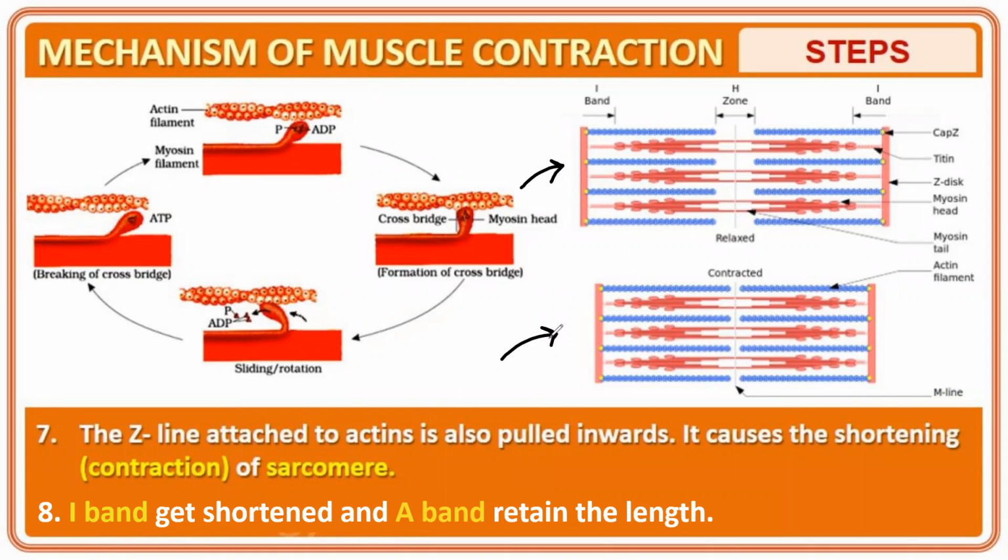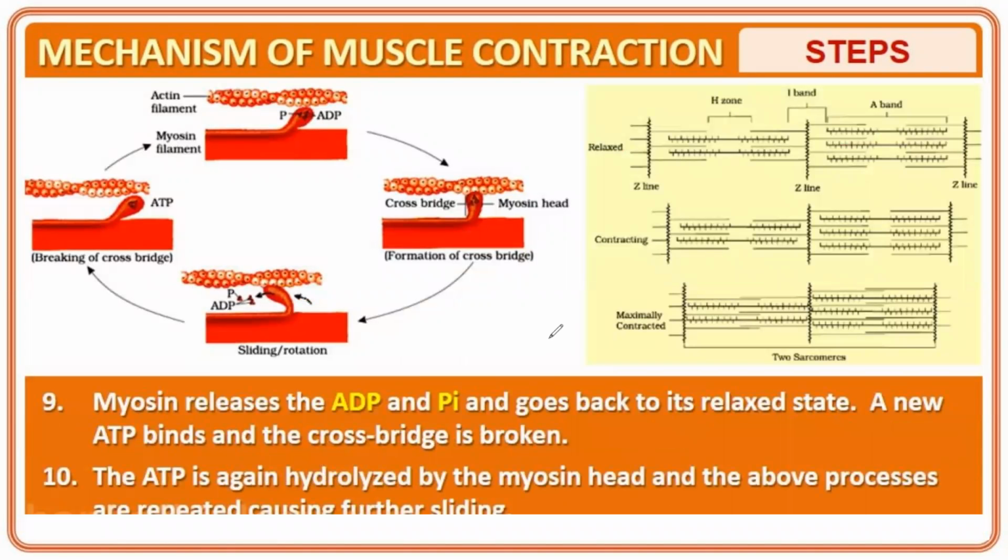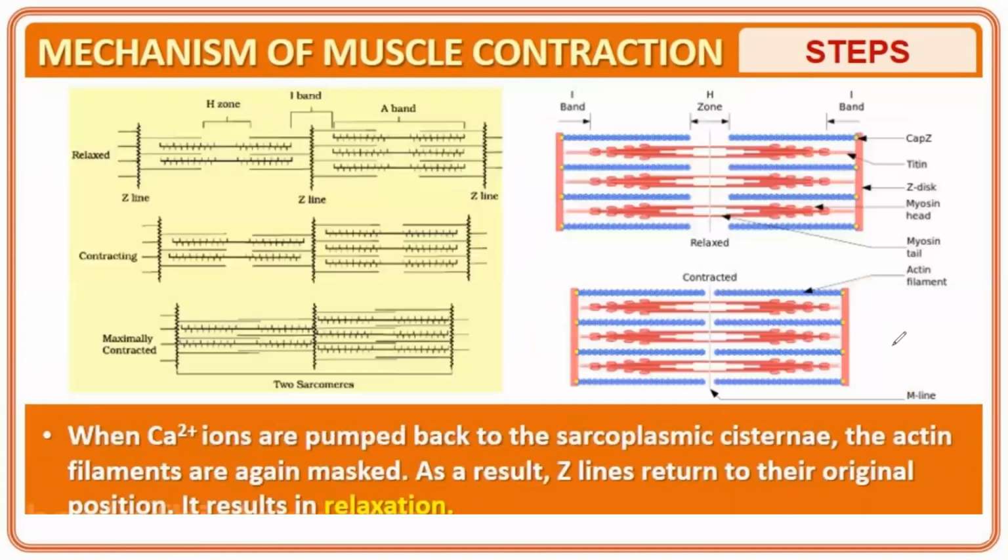The Z line which is attached to the actin is also pulled inwards. This will cause the shortening of the sarcomere, that is, contraction of the sarcomere. Here the I band gets shortened and the A band will retain its own length. There is no change in the A band. Myosin will release ADP and Pi and goes back to its relaxed state. A new ATP binds and the cross bridge is broken. The ATP is again hydrolyzed by the myosin head and the above process is repeated, which will cause further sliding.